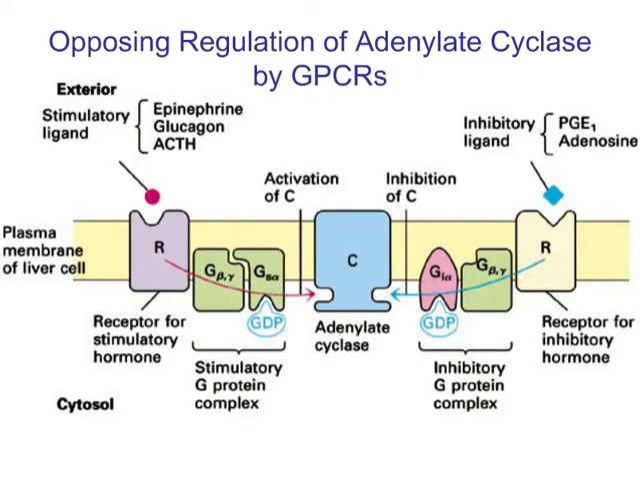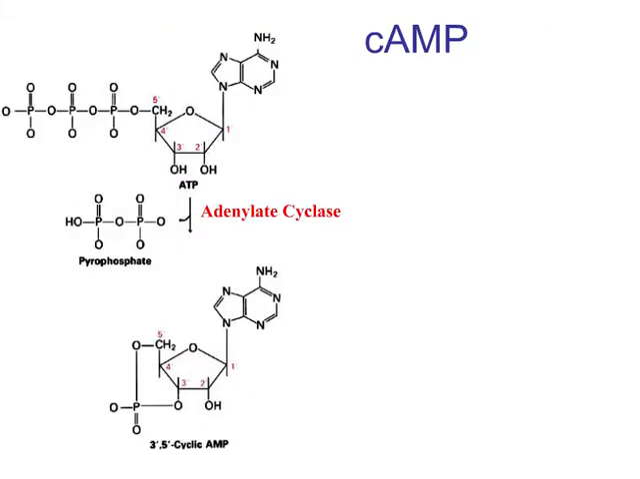The overall activity of adenylate cyclase in a cell is the net effect of cell signals acting through G-alpha S coupled G-protein coupled receptors and receptors that are coupled to G sub I. This allows fine-tuning of the cyclic AMP levels in the cell to a complex array of extracellular conditions.